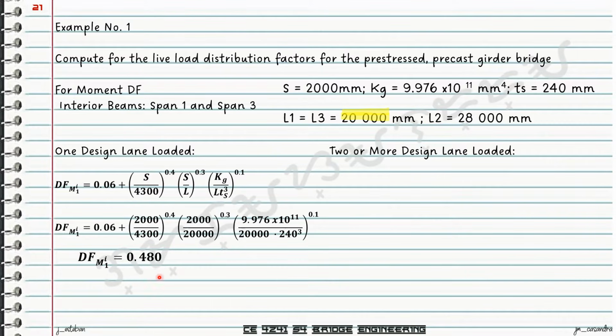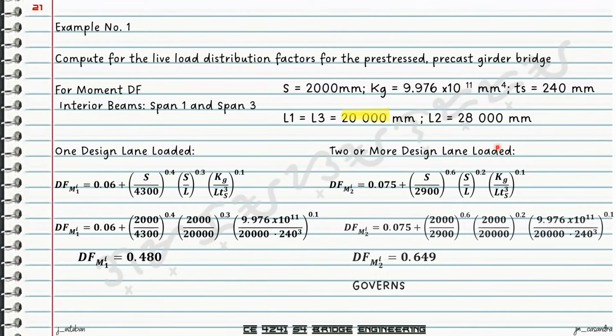So this is not yet our distribution factor because we still have to solve for the distribution factor for two or more design lane loaded. So using the equation from the table, and then same values to be used. S is 2000, L is 20,000, T sub G is 9.976, and T sub S is 240. So substituting now those values, we will arrive at the distribution factor for the moment for interior beams at two or more design lane load.